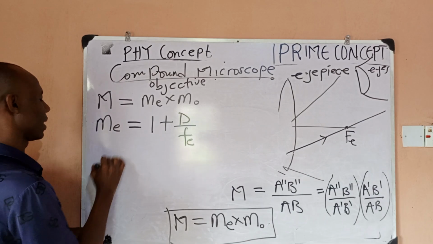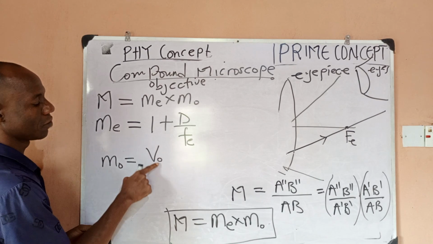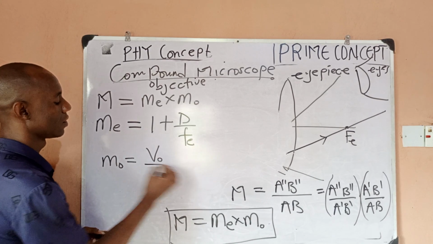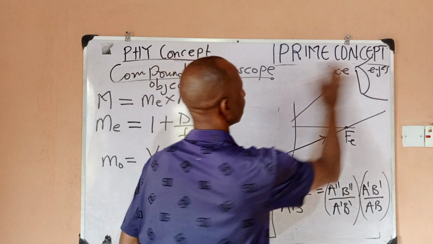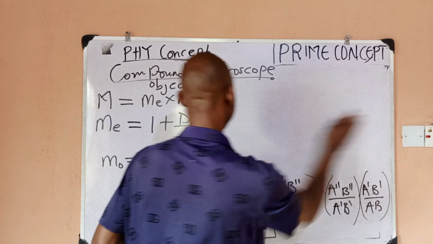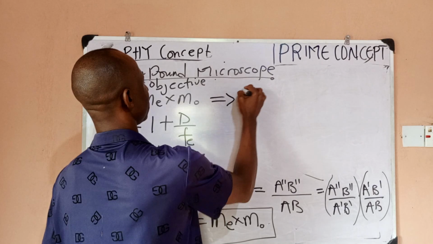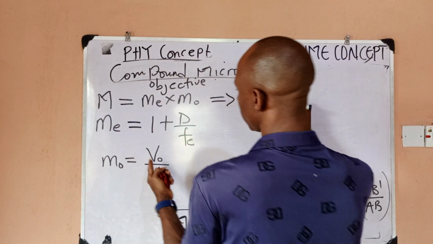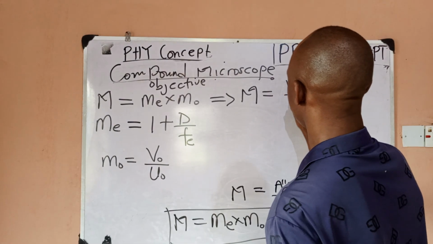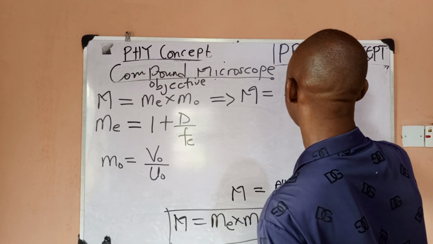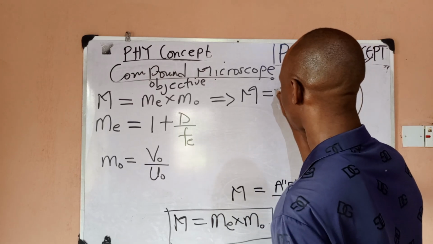Then what is magnification of our objective lens? It is simply V, the image distance of our objective lens, over UO, which is the object distance of our objective lens. So that if I put these two relationships into this, I will then have that my total magnification is going to be what now? It's going to be VO over UO into 1 plus D over FE. So this is the magnification. I'm going to insert a negative sign.